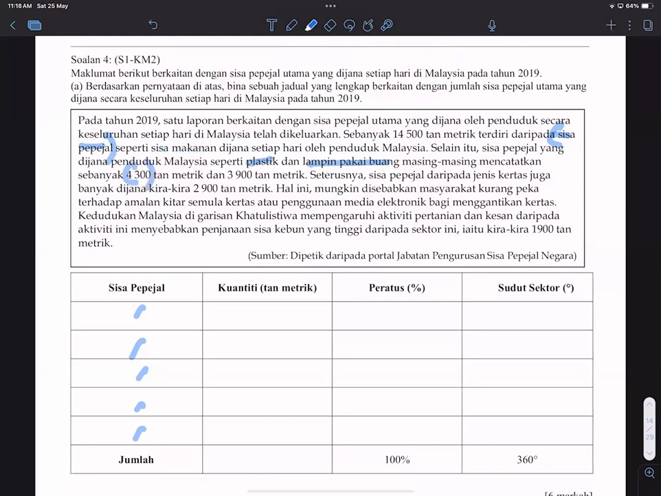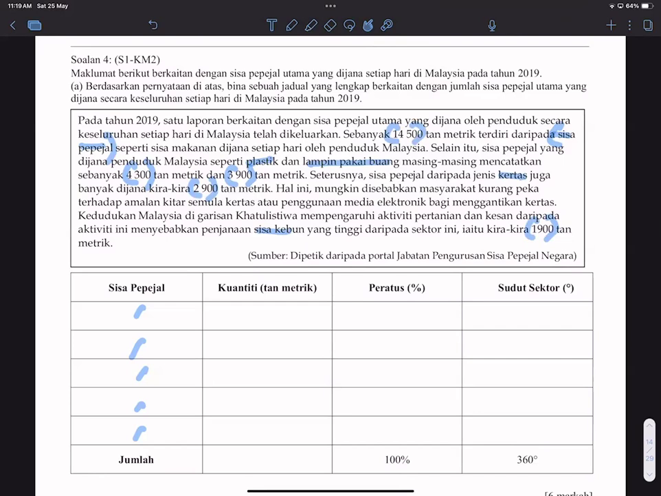So the first one is 4,300 for plastic, 3,900 for lampin pakai buang. And then for the next one, kertas is 2,900. And how many figures more? The last one, sisa kebun is 1,900, right? So we have 1, 2, 3, 4. So the last one, forgotten. 14,500. This is the sisa pekerja.